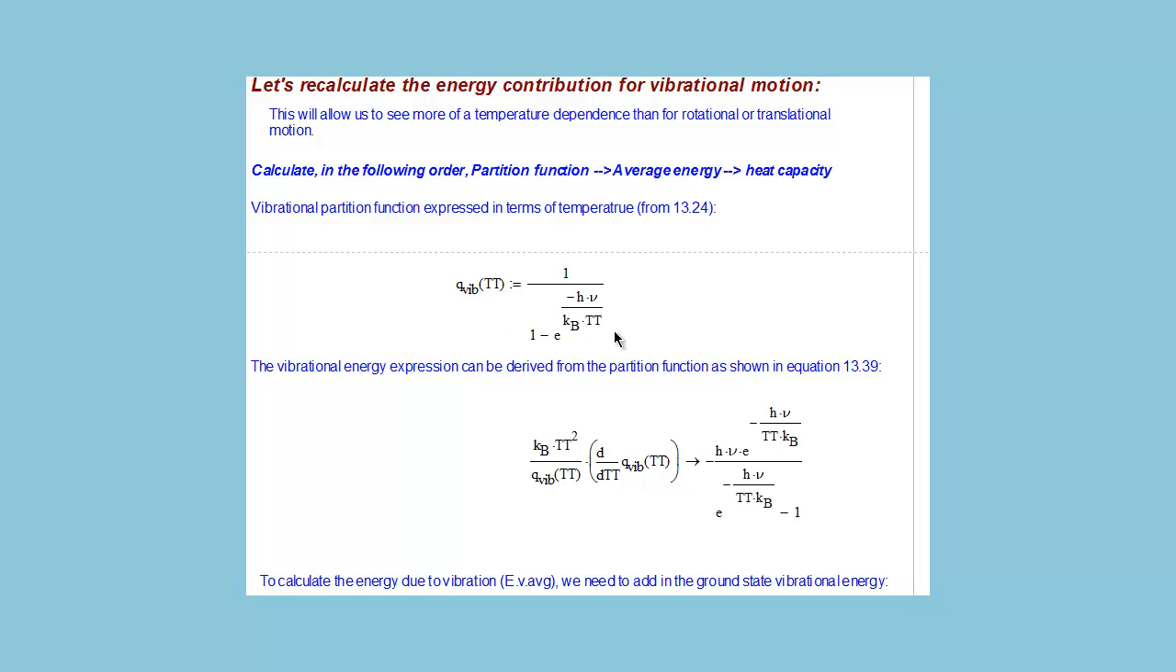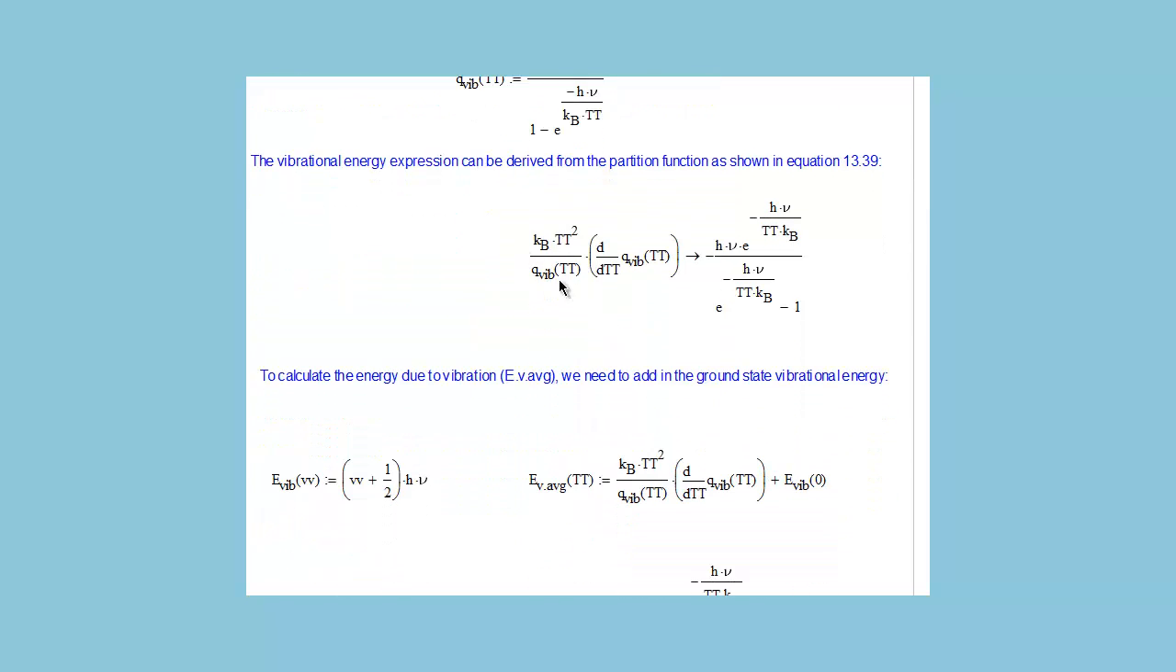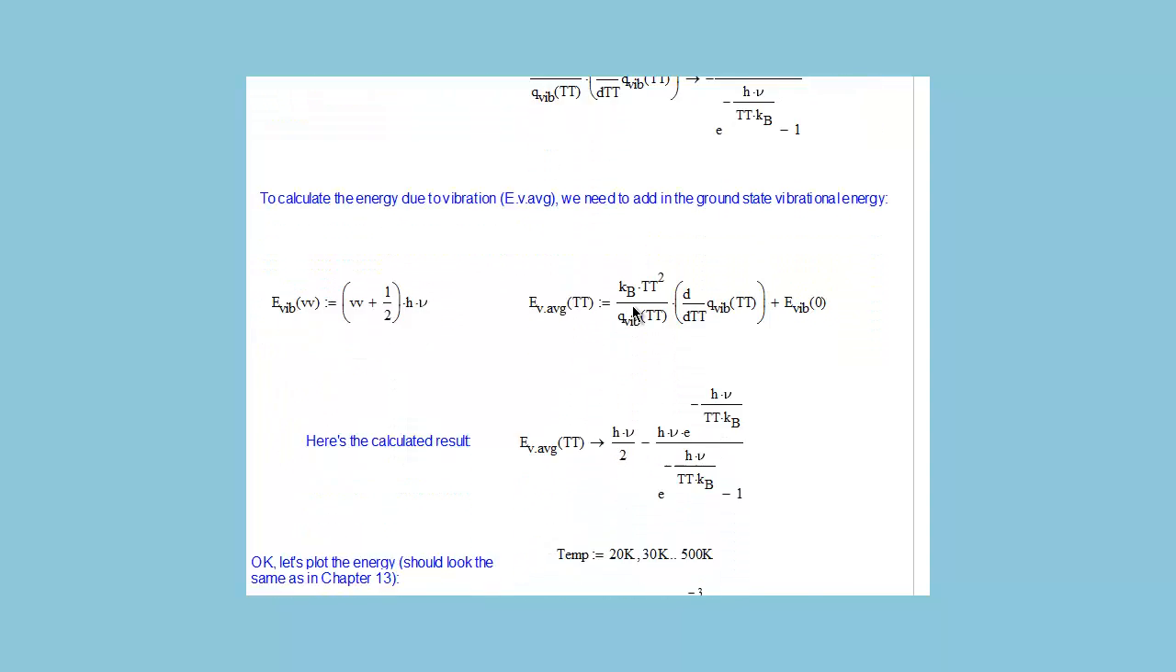So here's the definition of the partition function in terms of vibrational energy. We already had that from chapter 13, so there's nothing new there. This equation here is the energy. That is kT squared over Q times the derivative of Q with respect to temperature. That's the average energy in terms of the partition function. So we're able to calculate average energy without having to calculate the population.